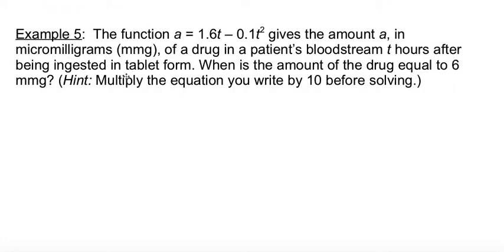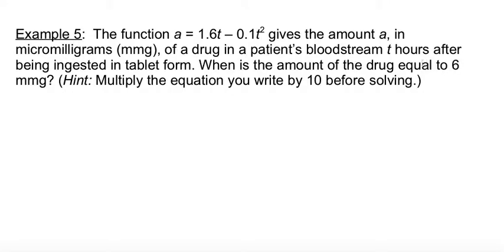The function A equals 1.6t minus 0.1t squared gives the amount A in micromilligrams of a drug in a patient's bloodstream t hours after being ingested in tablet form. When is the amount of the drug equal to 6 milligrams? It says here multiply the equation you write by 10 before solving. So let's just multiply the equation by 10 before we actually solve that. But let's think through this as well. A is the amount in micromilligrams.